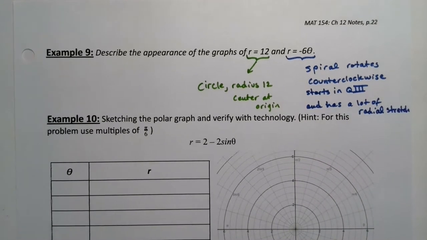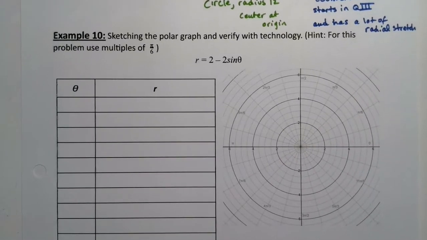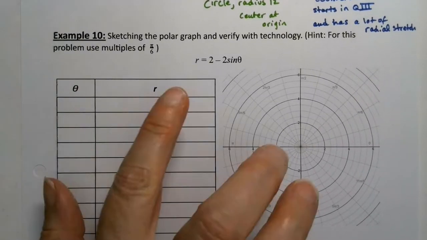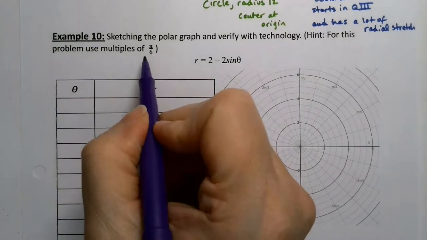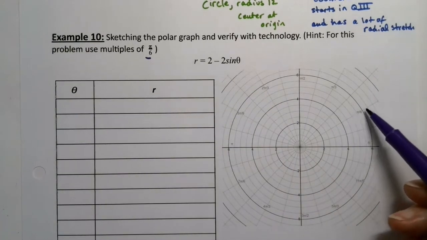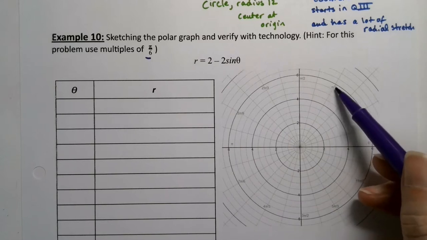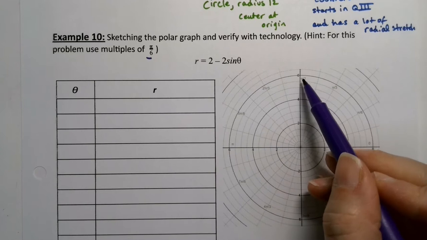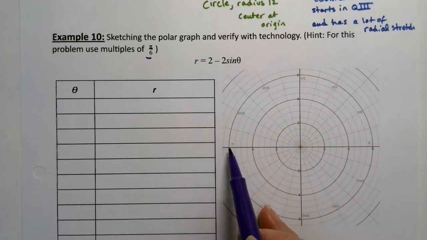All right, now let's take it up a notch and do a whole other graph that we have not seen before, something different. We're going to take r equals 2 minus 2 sine of theta. All right, well, let's start with some basic points. And I've given you a hint, which is to do multiples of pi over 6. So remember, pi over 6 gets you a lot of the unit circle because pi over 6 is right here, 2 pi over 6 is pi over 3, 3 pi over 6 is pi over 2, and so on. There's 4 pi over 6, 5 pi over 6, 6 over 6 makes pi.